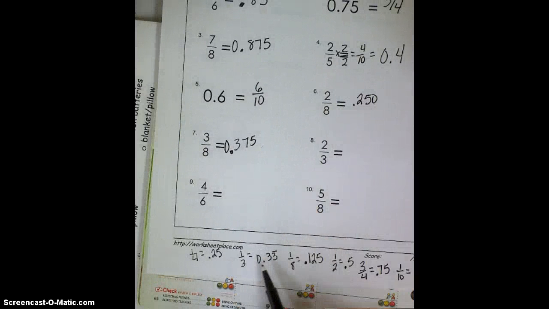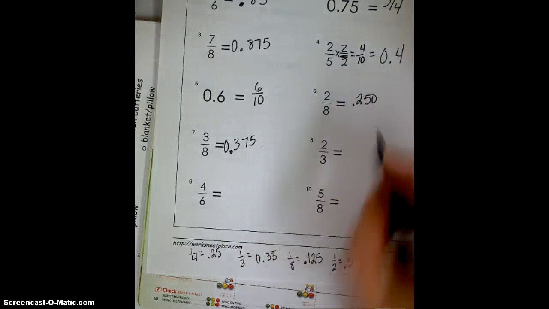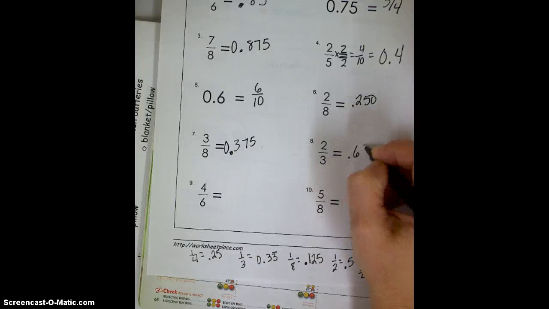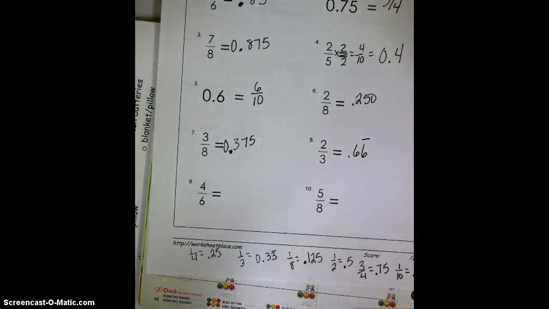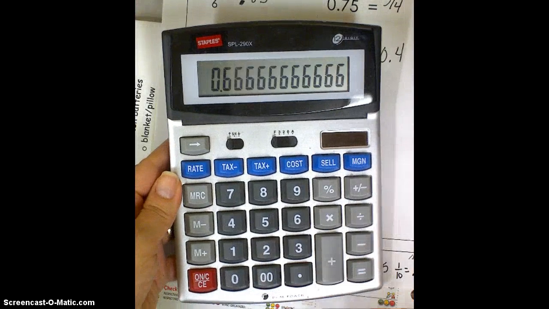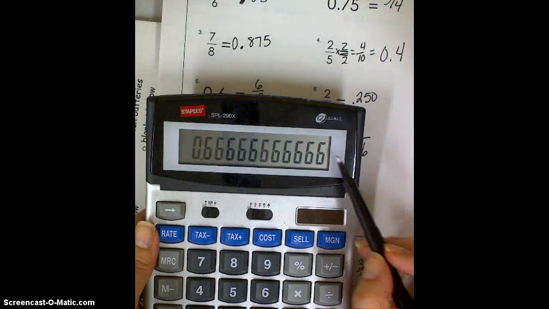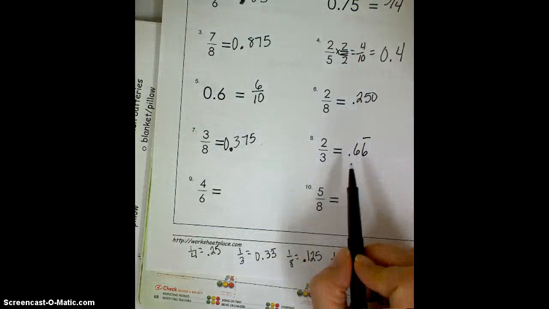2/3. If 1/3 is 0.33, we can double it. We'd get 0.66, or we can triple it for 3/3, but that would be a whole. So 2/3, let's go with 0.66 repeating. And if you'd like, you can check it on your calculator. That's the same as 2 divided by 3, and we got 0.66 repeating. Once in a while you'll see a 7 at the end because they round it up, so sometimes it'll be 0.67.